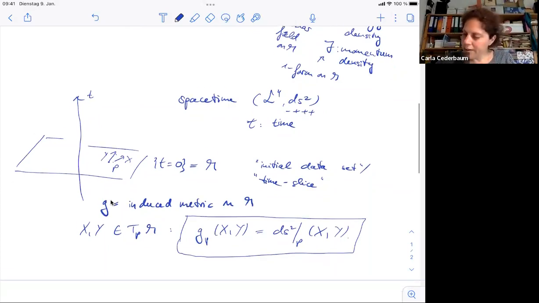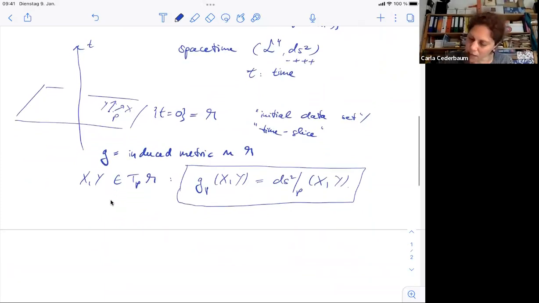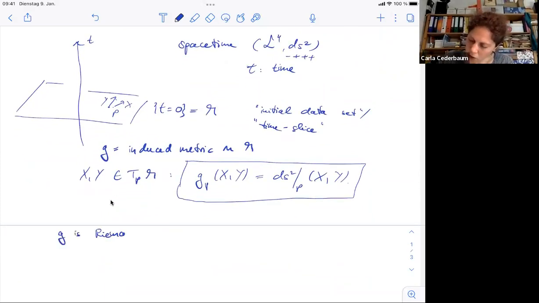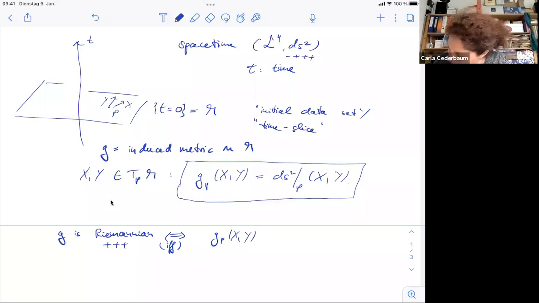What's important is to remember that G is Riemannian, of signature plus plus plus, precisely if and only if (this is a mathematical symbol for "if and only if") G_p(X, X) is bigger than 0 for all non-zero vectors X in T_pM and all p in M.